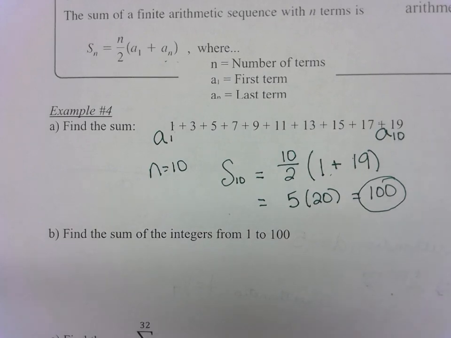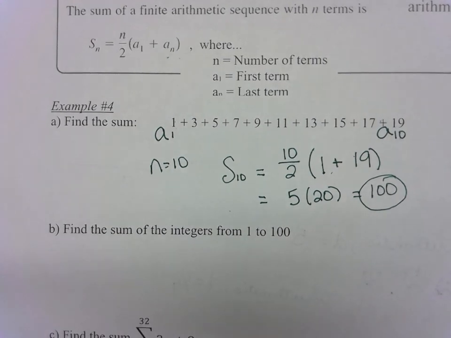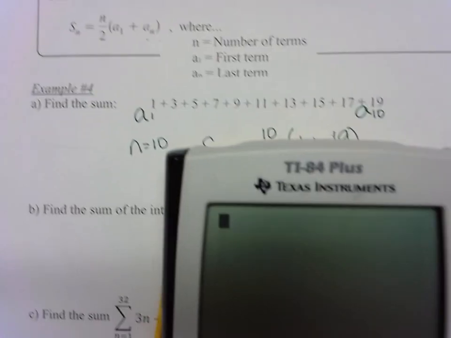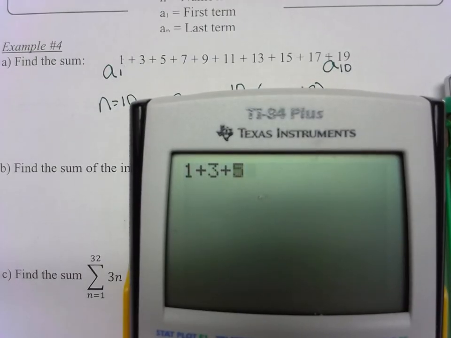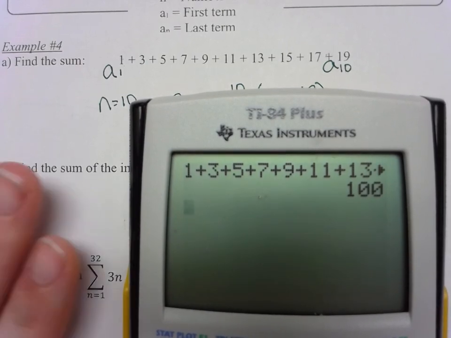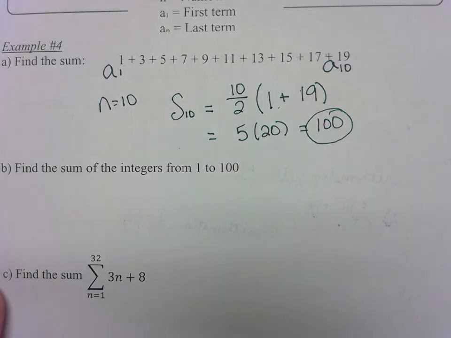And really quickly, you can double check me just to prove to yourself that it works. I'll do that really quickly. 1 plus 3 plus 5 plus 7 plus 9 plus 11 plus 13 plus 15 plus 17 plus 19. Hallelujah. Okay, so you can see that it does work. All right, let's try the next one.